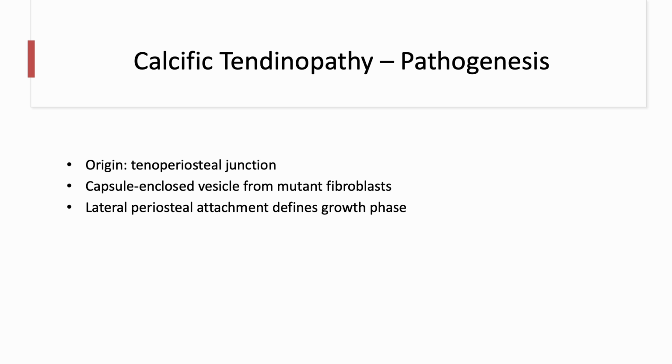According to our ongoing study, calcifications originate from mutant or transformed fibroblasts, or osteoblasts, at the tenoperiosteal junction. These cells form a capsule-enclosed vesicle of calcium. If these calcium-forming cells survive, the calcification gradually enlarges toward the musculo-tendinous junction, extending medially. But the lateral edge always maintains attachment to the periosteum. This attachment is a defining characteristic of early and growing calcifications.